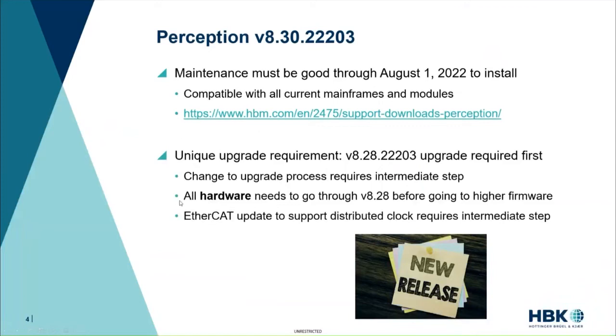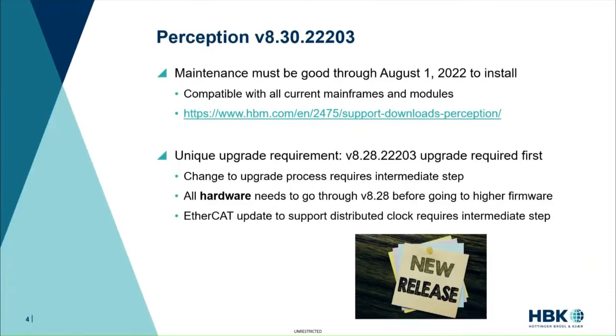Perception 8.30 was released last month, so the maintenance on your Perception license must be good through August 1st, 2022 in order to be able to upgrade and use the new software. It is compatible with all current frames and modules, meaning any hardware that we're currently manufacturing. And the installation file is available for download on the Perception downloads page of our website.